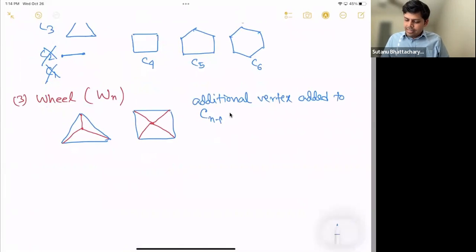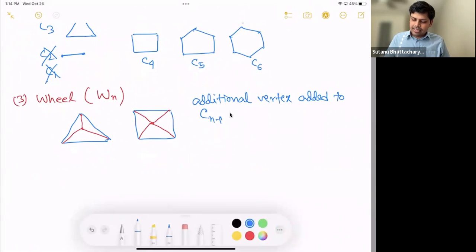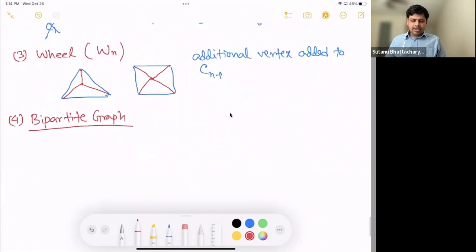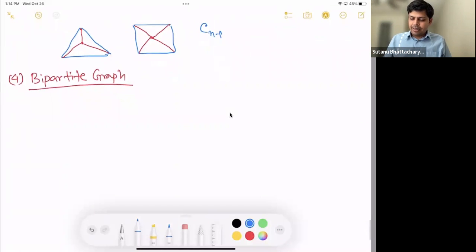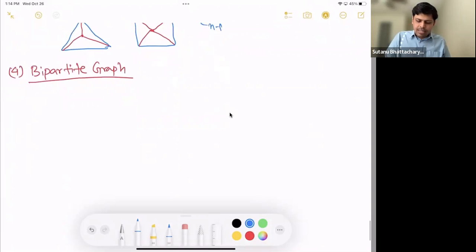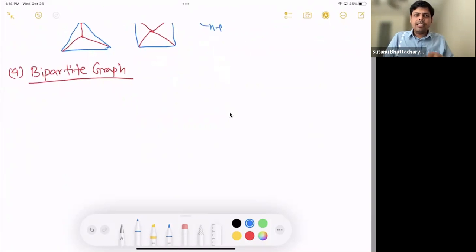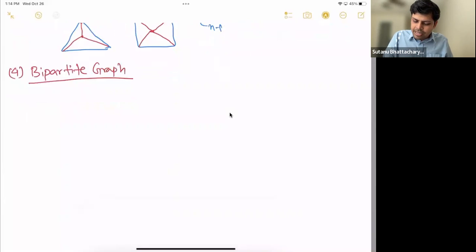Okay. Now the fourth graph is very important. It's called the bipartite graph. It's very important. Okay, let's try to understand what a bipartite graph is. Let's assume, let me take a couple of your names, like William. Okay, William.